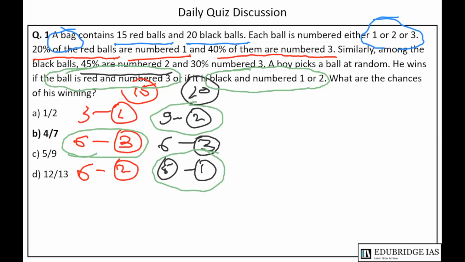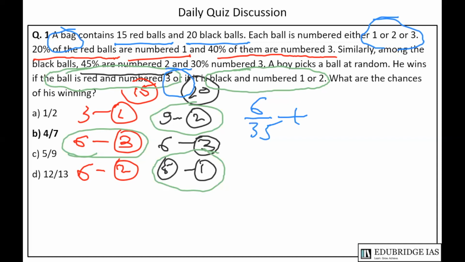So what is the probability of him winning if the ball is red and numbered 3? So 6 by 35, where 35 is the total number of balls. Since here it is mentioned or, we will use a plus sign, because in probability, whenever there is and, we use a multiplication sign, and whenever there is or, we use a plus sign.